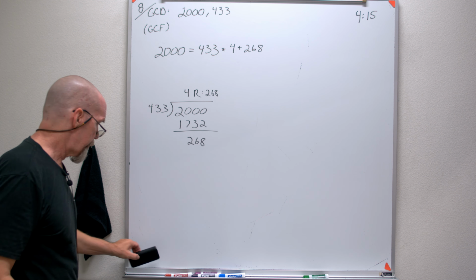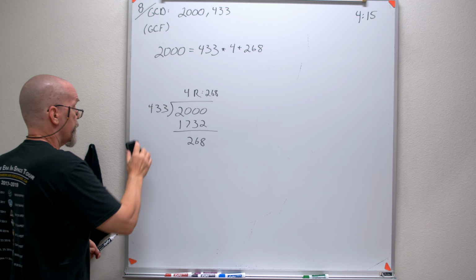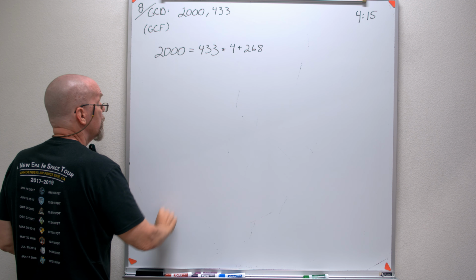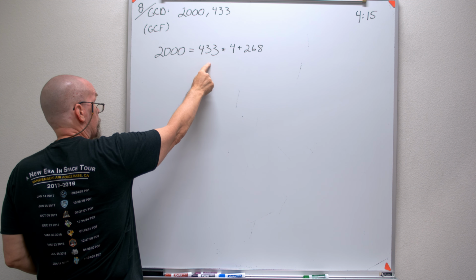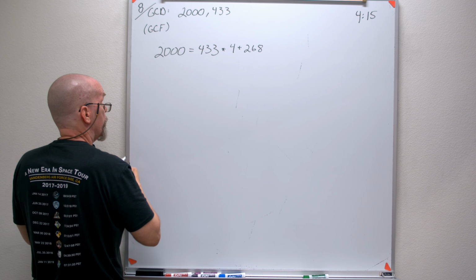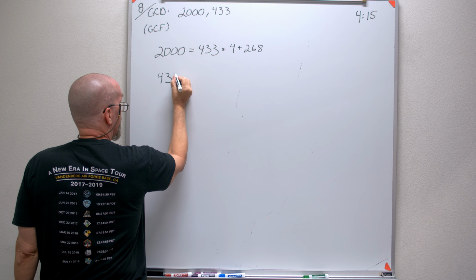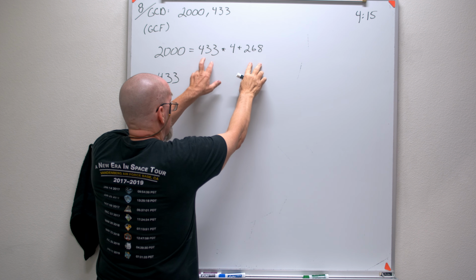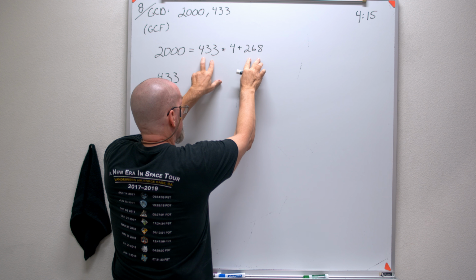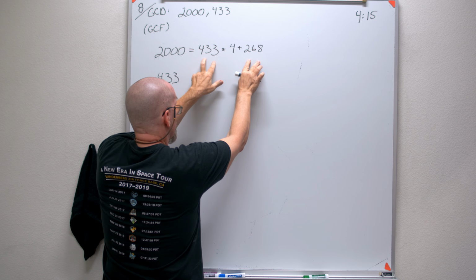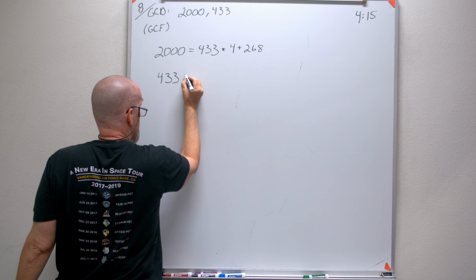What the Euclidean algorithm tells us for the next step is that we want to use this. It would have been the divisor from the first one. So 433 goes over here. And we repeat the process by basically linking up the divisor and the remainder from each step and making them the two numbers that we're using for the next one. So I want to use the 433 and the 268.